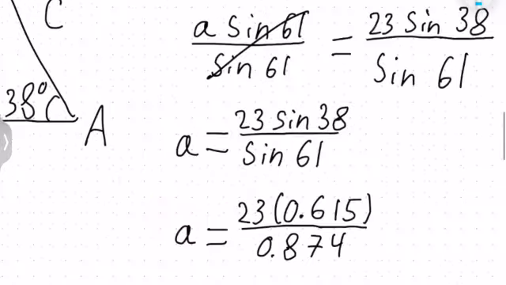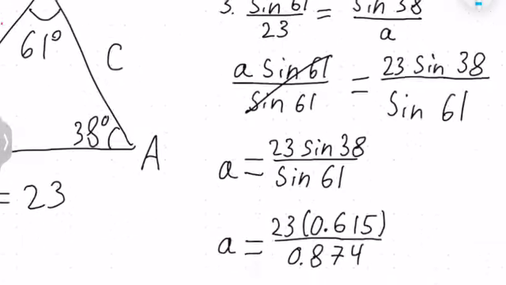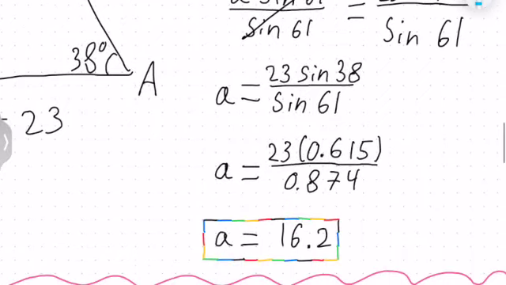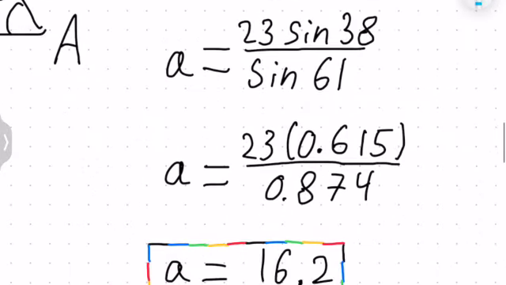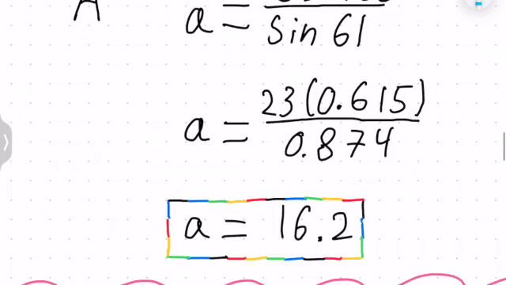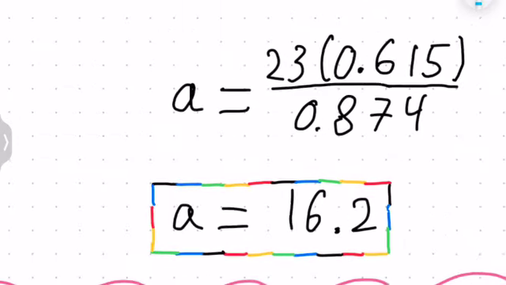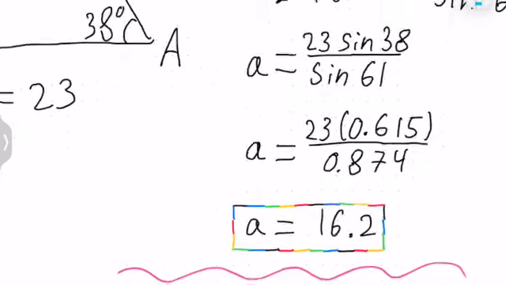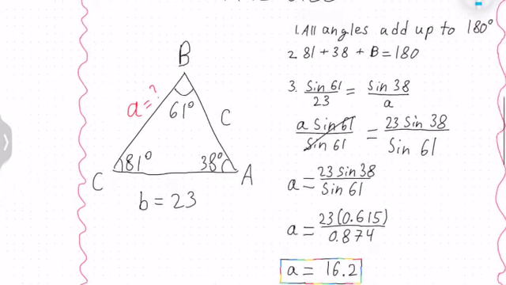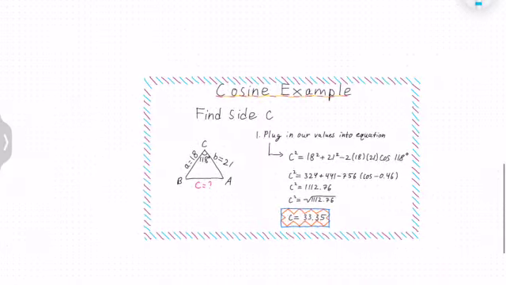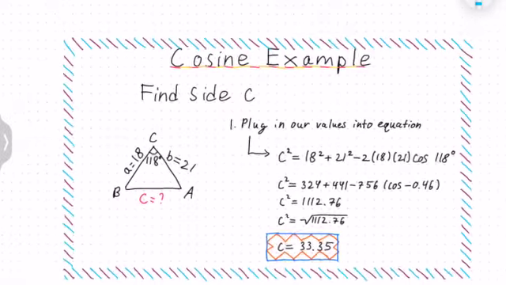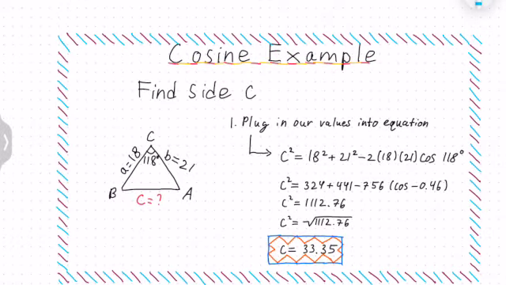Simplifying it a bit further, we get a equals 23 times 0.615 over 0.874. Simplifying it once more, we finally get the answer we've been looking for. a equals 16.2. Ladies and gentlemen, we have found side a. Finally, we will learn how to use the cosine equation to find c.